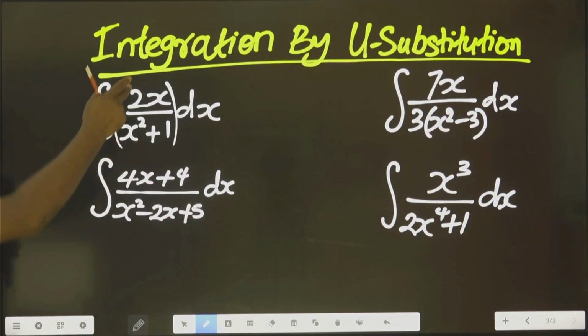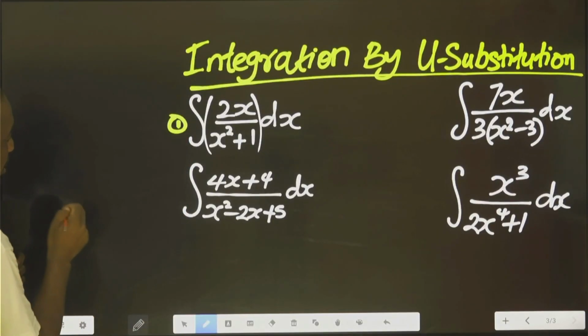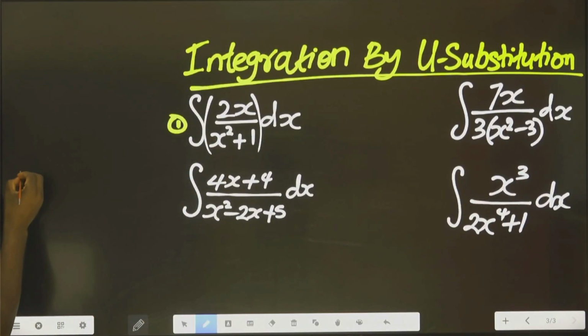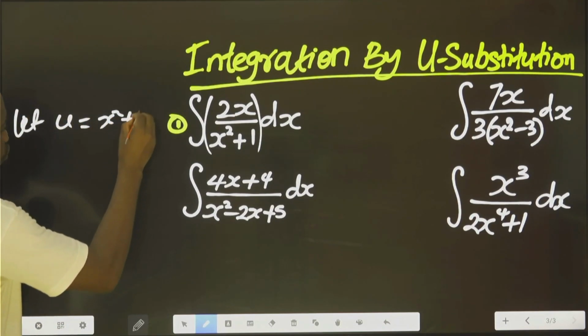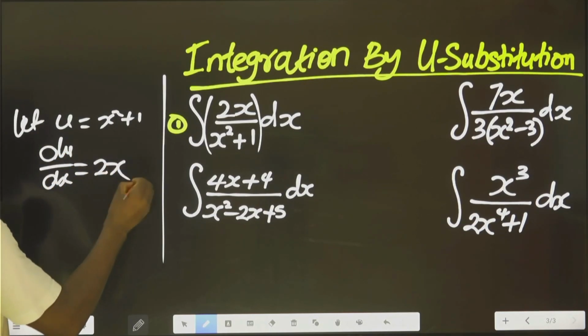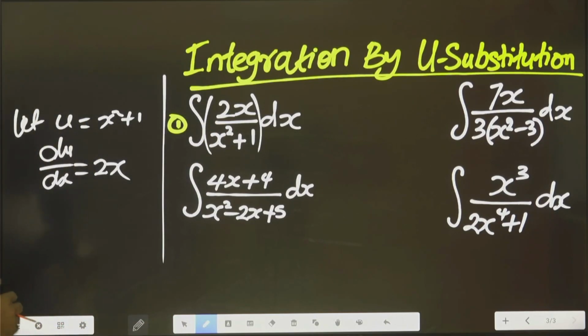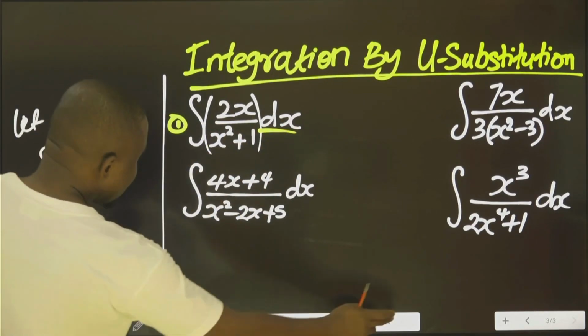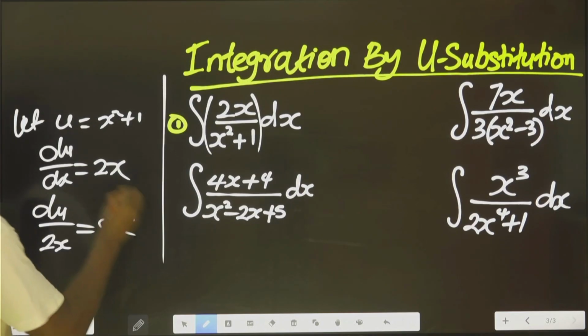Say, for instance, I ask you to differentiate this first one. Differentiate this denominator. Let u be equal to x squared plus 1. You agree with me? du over dx will give us 2x. So you can see we have 2x at the numerator. Now, let's replace this dx. It means du over 2x equals dx.